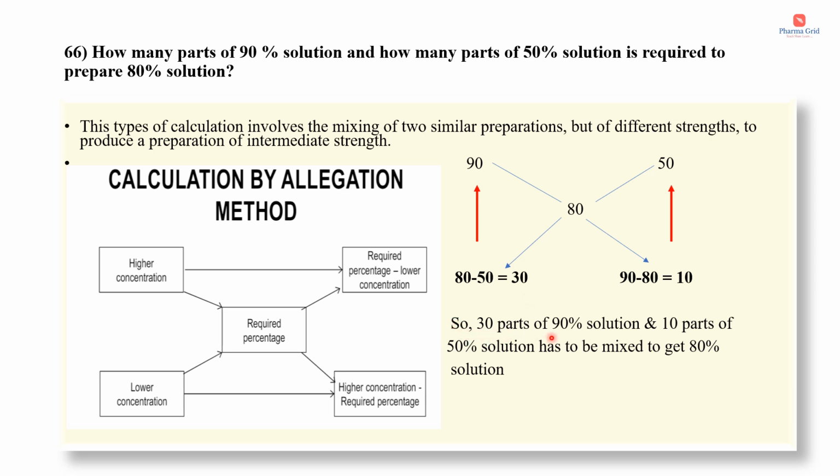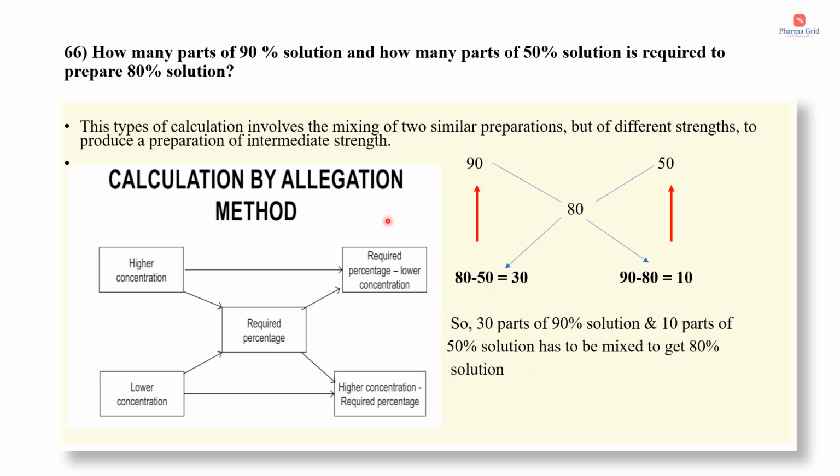So 30 parts of 90% solution, this is the number of parts for the 90% solution, and 10 parts of 50% solution. This is the required number of parts for the 50% solution. See the arrows here so that it will be understood. So 30 parts of 90% solution and 10 parts of 50% solution have to be mixed to get 80% solution.